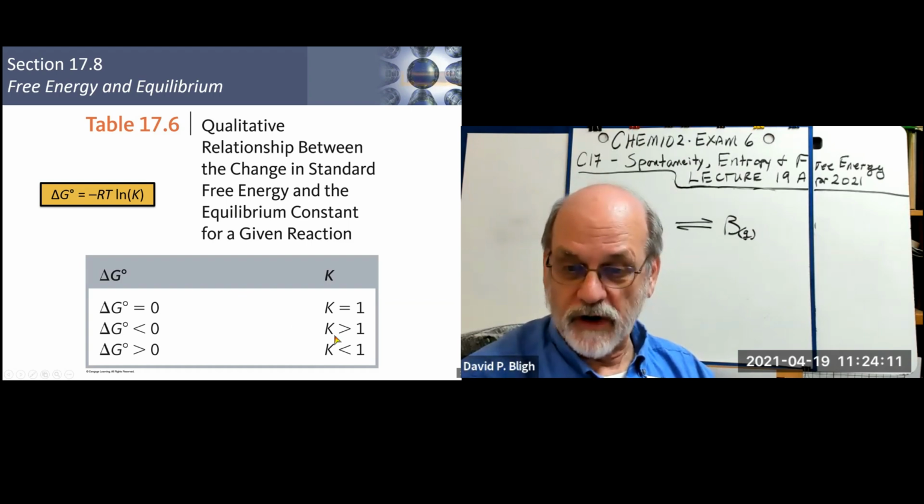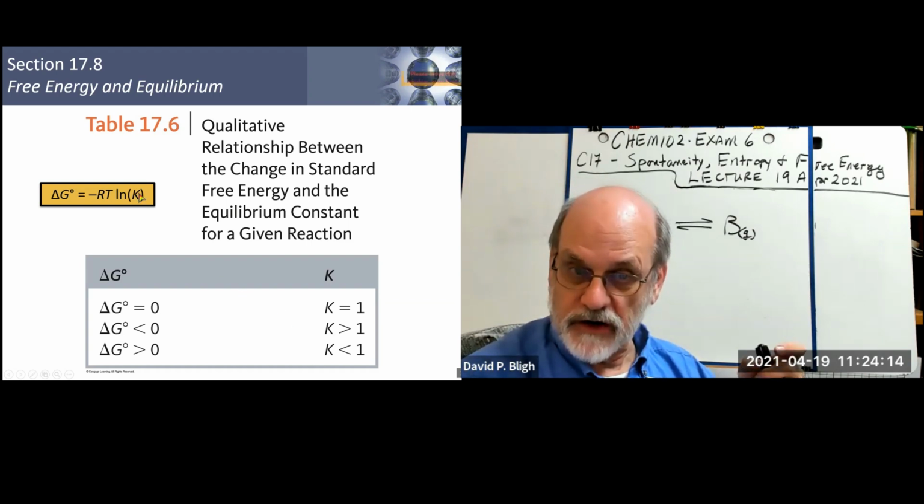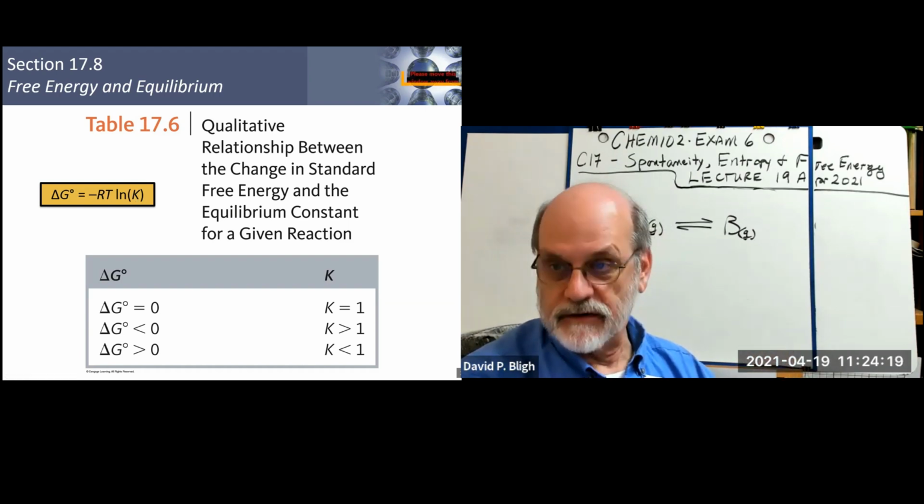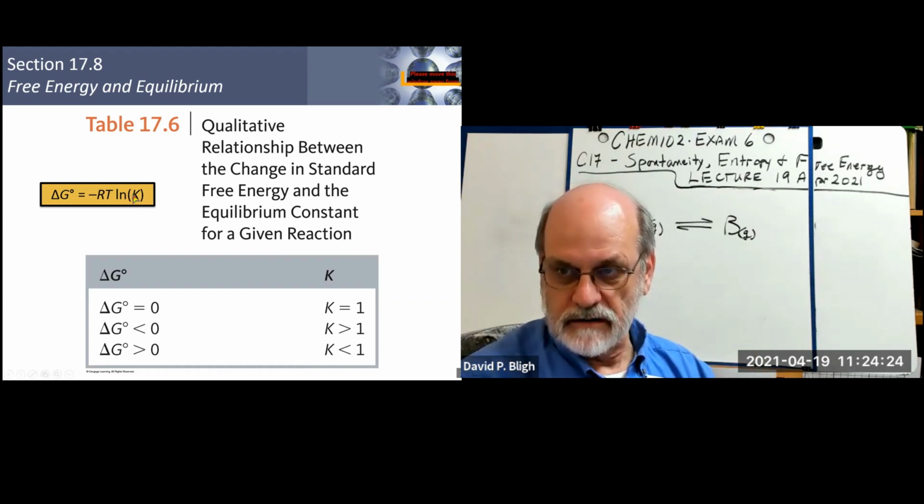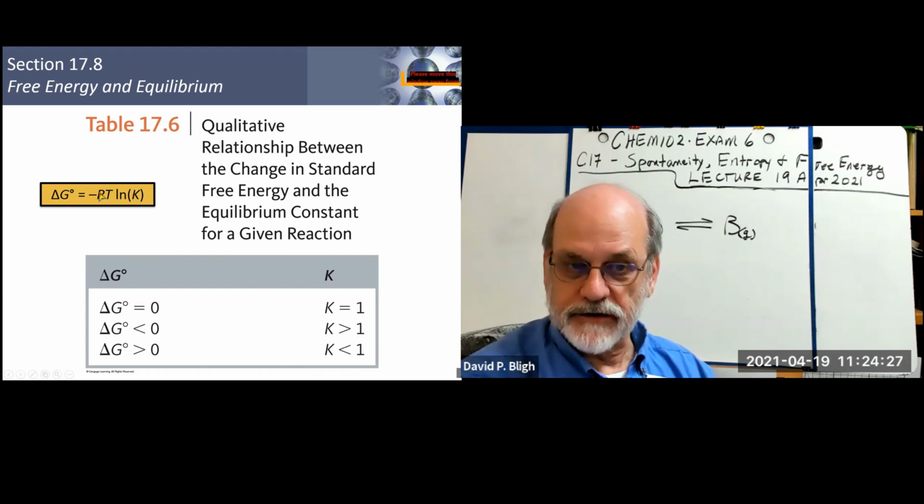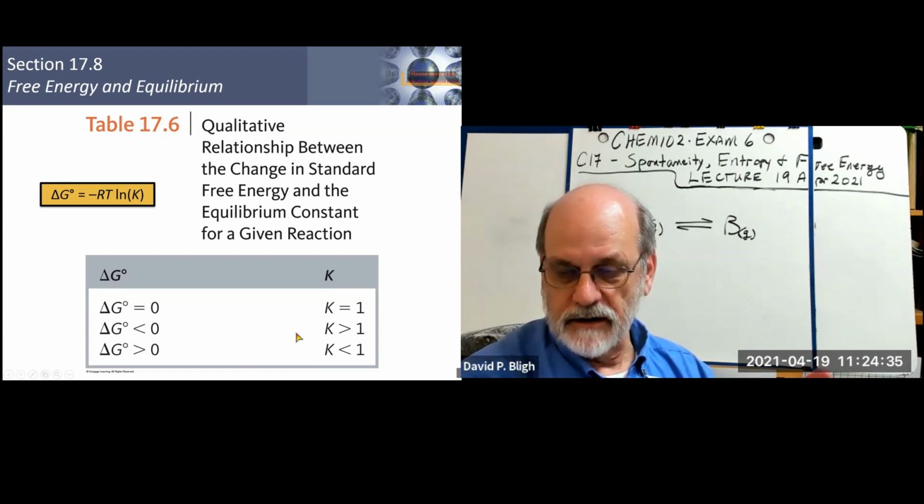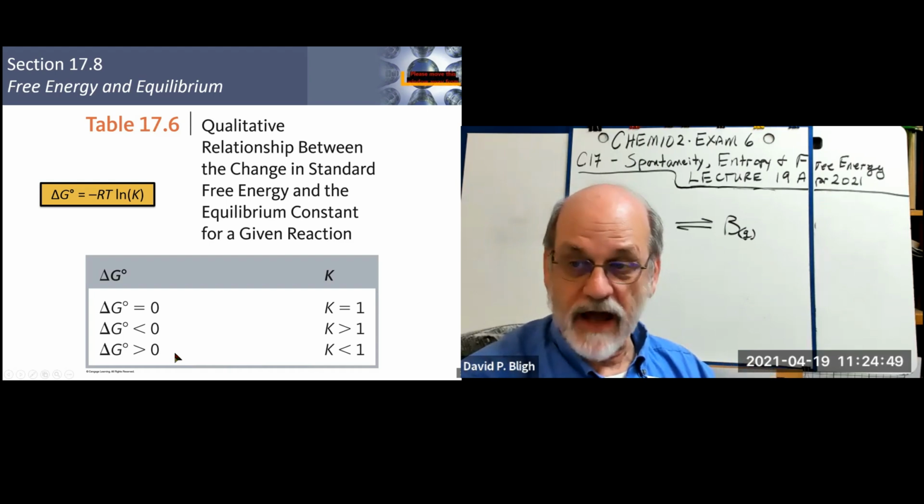If K is greater than 1, plug that into your equation. Then the value is negative, because the log of anything greater than 1 is going to be greater than 0, and the term then becomes negative. Delta G is negative, so if K is greater than 1, delta G is negative and the reaction is spontaneous. If K is less than 1, then this term becomes negative, and a negative times a negative is positive, and delta G is positive. So if K is less than 1, then delta G says that the reaction is not spontaneous.